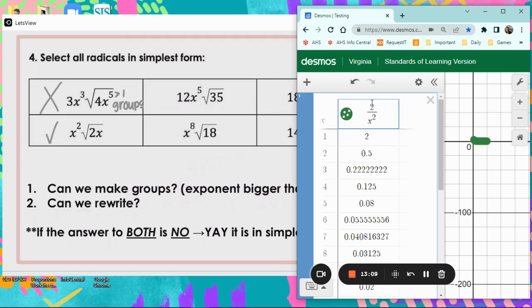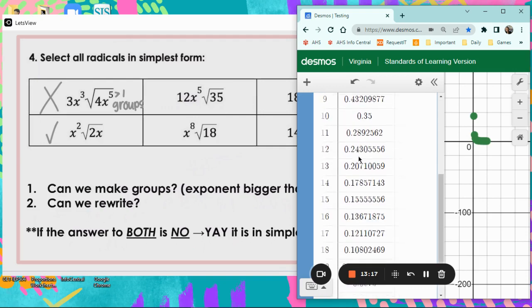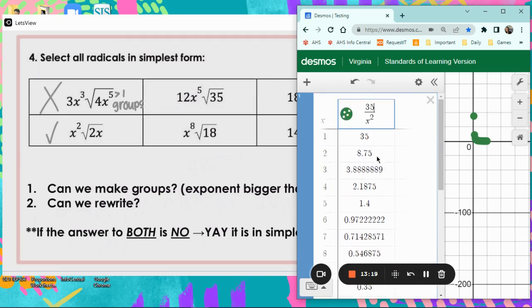Let's look at 35. Delete your 2. Let's look at 35. Is there anything without decimals? Nope. I can't rewrite it, and I cannot make groups. So we're nice. That's simplified. I like it. 18. Uh-oh. I see something without a decimal. I can rewrite it. That becomes 3 root 2. Not simplified.